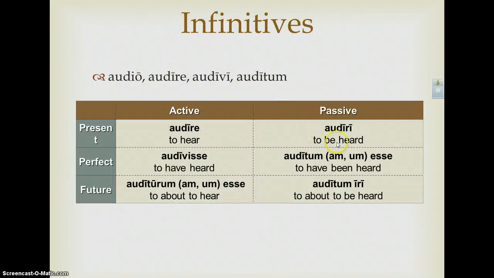Our fourth conjugation is going to form its present passive infinitive in the same way as the first and second. So audire, to hear. Audiri, to be heard. Audivisse, to have heard. Auditum, auditam, auditum esse, to have been heard. Auditurum, audituram, auditurum esse, to be about to hear. And auditum iri, to be about to be heard.